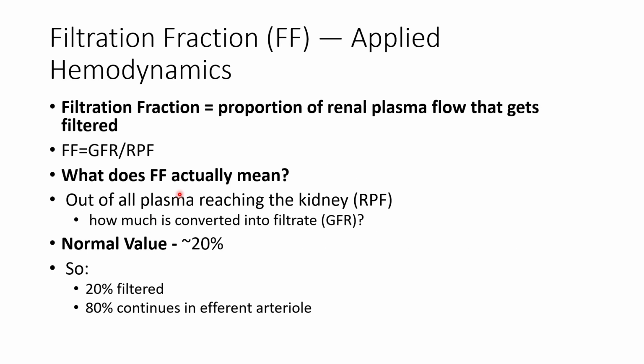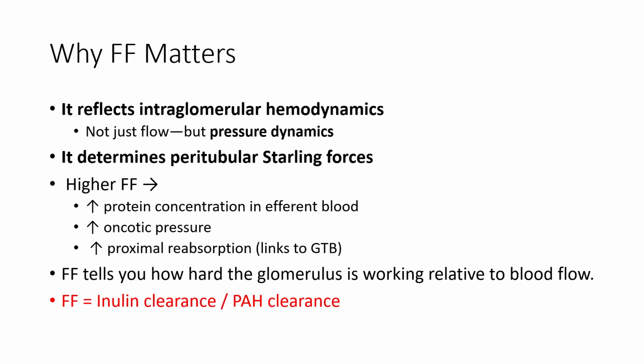Now we will see a bit about the concept of filtration fraction. Basically, filtration fraction is the proportion of renal plasma flow, RPF, that gets filtered. So filtration fraction is GFR divided by RPF: how much of the renal plasma reaching the kidney is being filtered. Normally it is 20%. That is, if 1 liter of blood is reaching the kidney, then 200 ml will be filtered and 80% will go into the efferent arteriole.